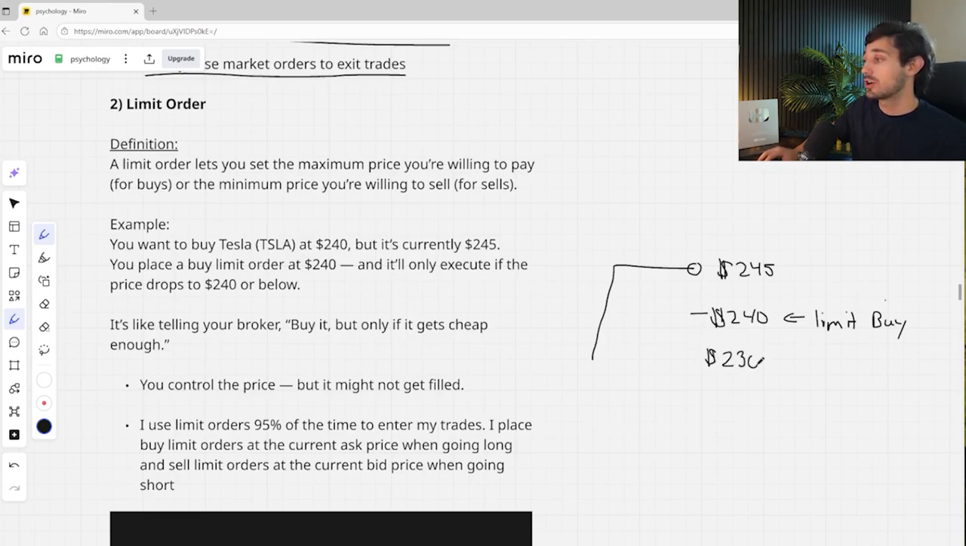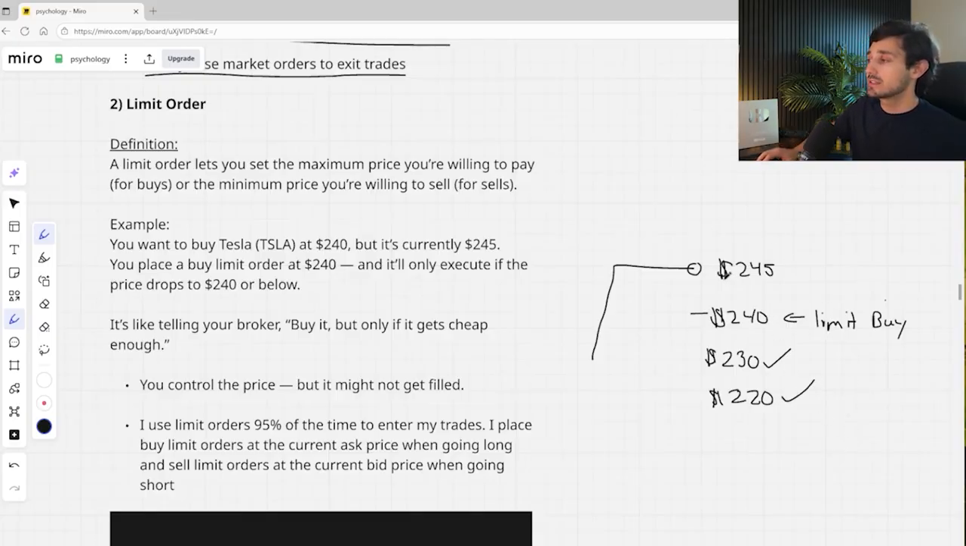Would it fill your order? Well, is 230 less than 240? Is it a better price than 240? Yes, it is. 230 is less than 240. It's a better price. So therefore, you would get filled, right? If it gapped to 220, would you get filled? Well, 220 is less than 240. You placed a limit buy at 240, so you want to pay 240 or better. 220 is better than 240.